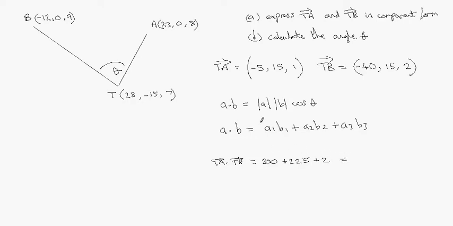And they are equal to the product of the magnitudes. Well, that's a bit like using Pythagoras to find the length of a hypotenuse. For a three-dimensional vector, it's the same principle. It's the square root of the sum of the squares of the components. So for TA, the magnitude, these parallel lines indicate the magnitude of the vector, is given by the square root of the sum of the squares of the components. So square root of 5 squared, which is 25, plus 15 squared, which is 225, plus 1 squared, which is just 1.